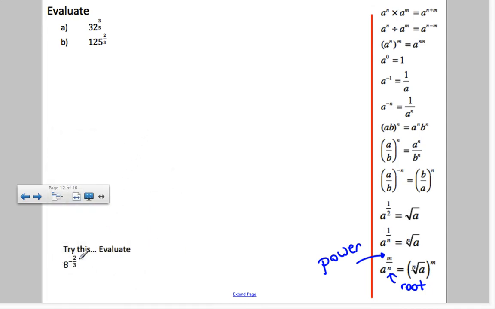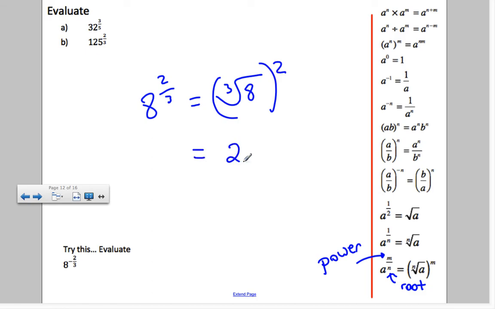Let's deal with one thing at a time. If we deal with the 8 to the 2/3 first, 8 to the 2/3 is the cube root of 8 squared. That's the root, that's the power. The cube root of 8 is 2. 2 squared is 4. But I wanted 8 to the minus 2 over 3, so I still need to reciprocate that, and the reciprocal of 4 is 1/4. And that's that.